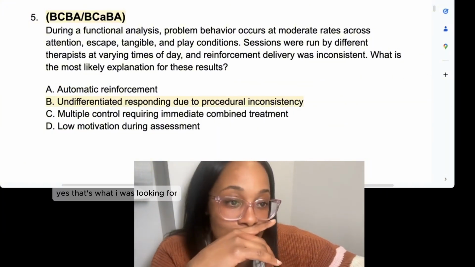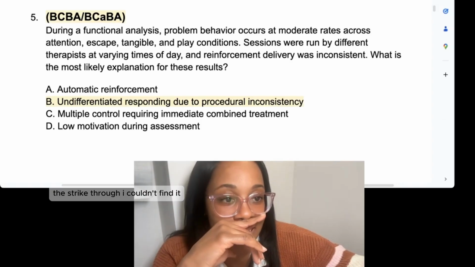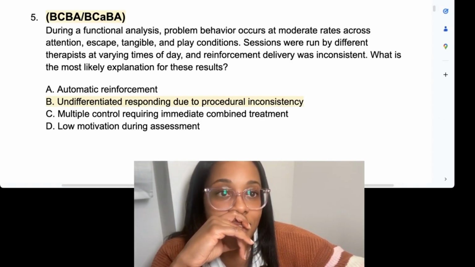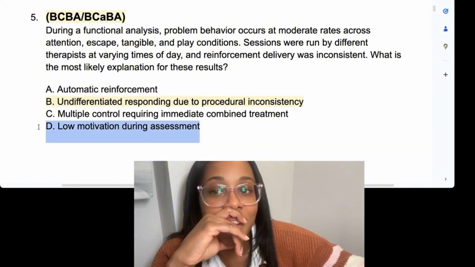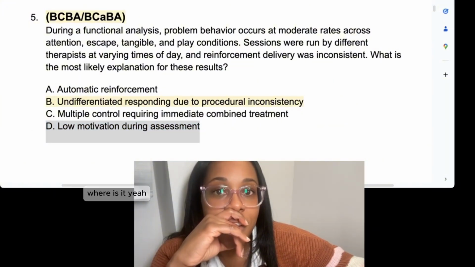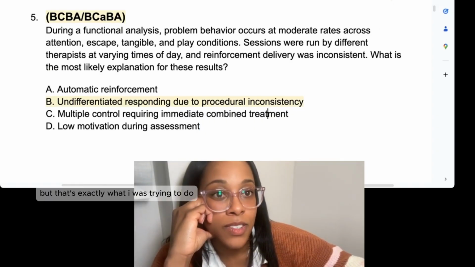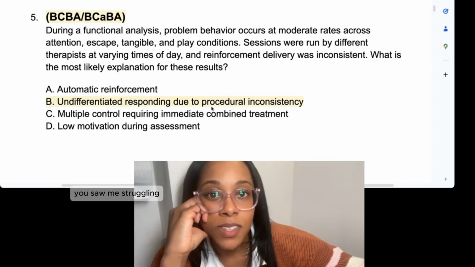Yes, that's what I was looking for, the strike through. I couldn't find it. I was like, wait, I don't know where that is. Where is it? Yeah, can you tell me? I don't know how, but that's exactly what I was trying to do. You saw me struggling.